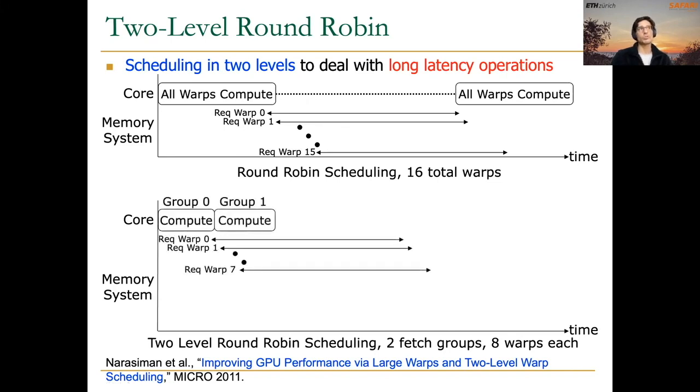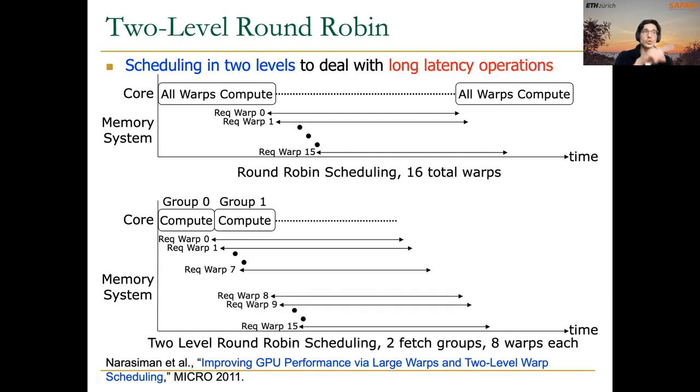So what the authors propose is dividing the total number of warps into different groups, in this case, 2 groups, and start doing this round robin, but internally in each of the groups. So for example, if you had here 32 warps, now you divide the 32 warps into 16 and 16.